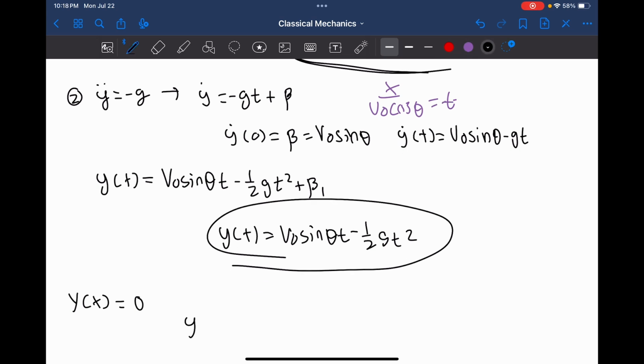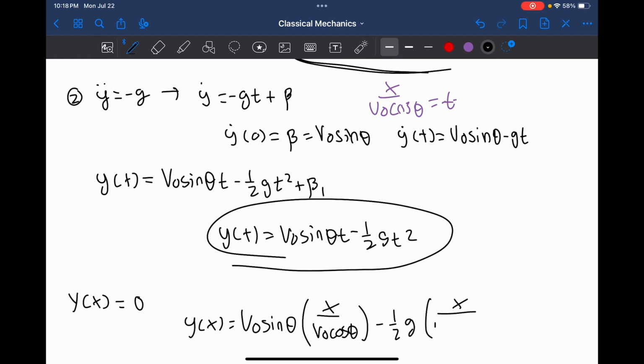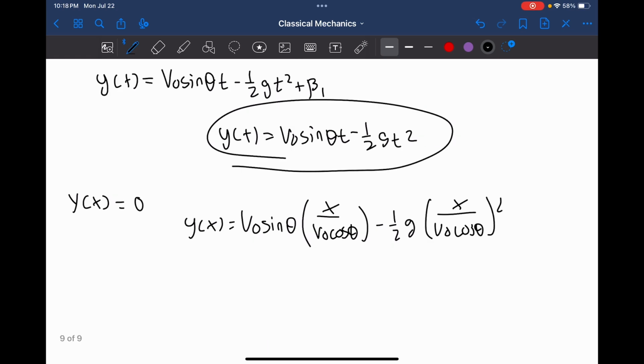Doing that yields y as a function of x is going to be v0 sine of theta times x over v0 cosine of theta minus 1/2 times g x divided by v0 cosine of theta, squared. The v0's cancel, sine over cosine is tangent, so y of x just becomes x tangent of theta minus 1/2 g times x divided by v0 cosine of theta, squared.